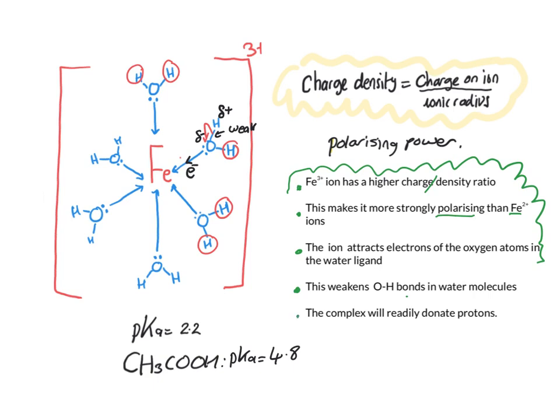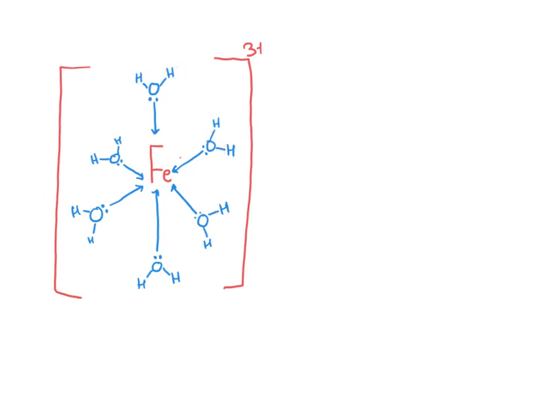The complex will then readily donate protons, which we know are H+ ions. Now, it's easy to say this in writing, but a picture paints 1,000 words. So always use this illustration to define your point. What we're going to do now is look at the reaction of this acid, because it is a Bronsted-Lowry acid, because it is a proton donor, with a variety of bases.